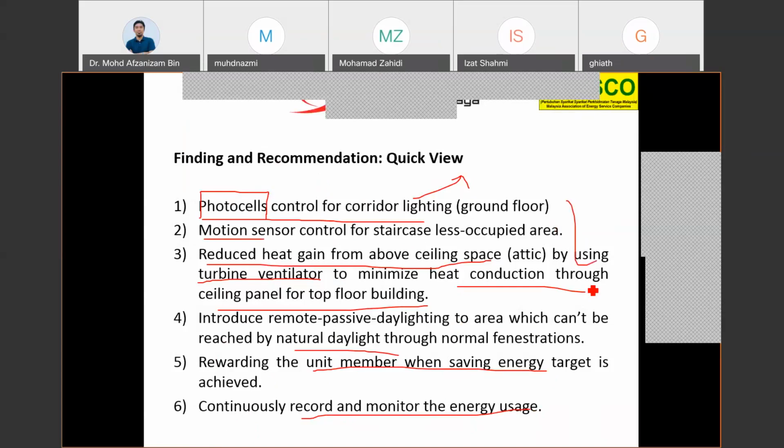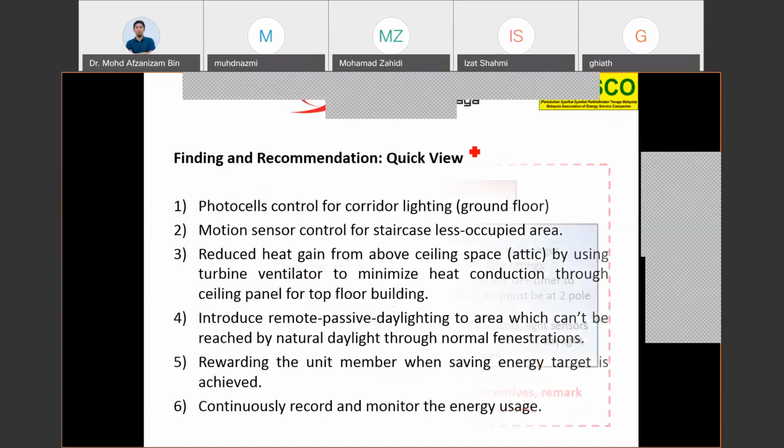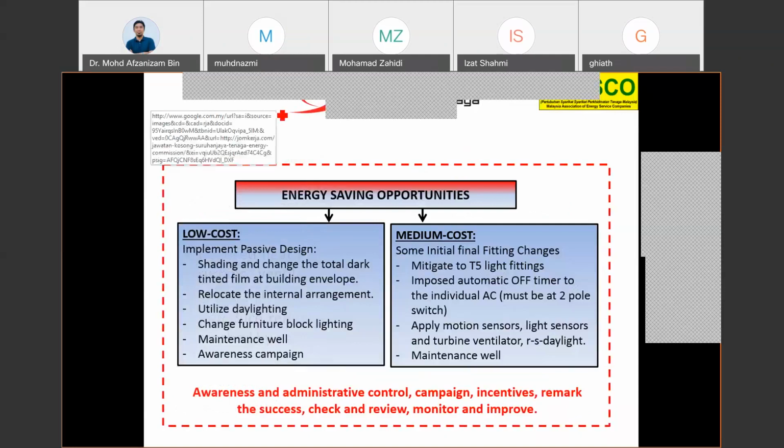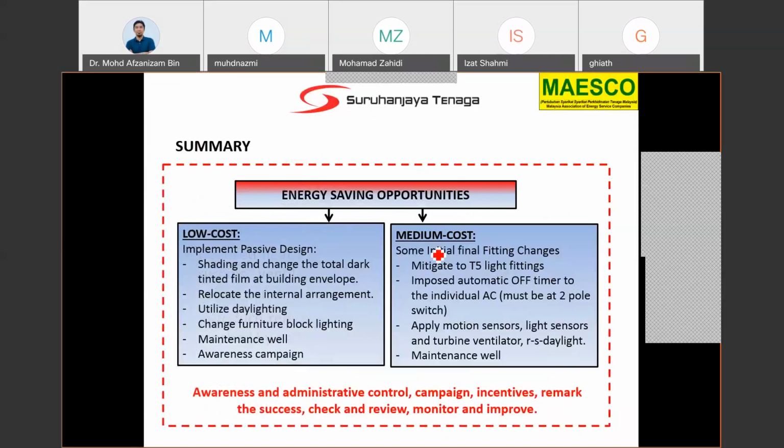So the general recommendation refers to good practice if you want to implement energy saving activity. You can divide it into two groups, which are low cost and medium cost. Low cost only, they will go for a very systematic approach, which is using the passive design. Try to rearrange after shading, change product, locate into the arrangement, the lighting, change furniture block, and awareness campaign. So this is the low cost.